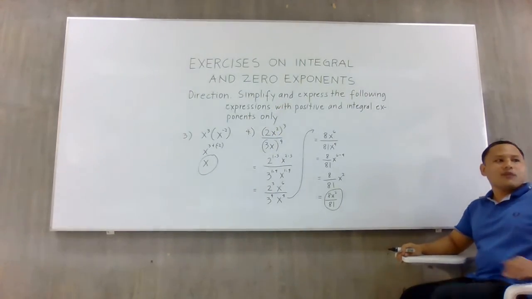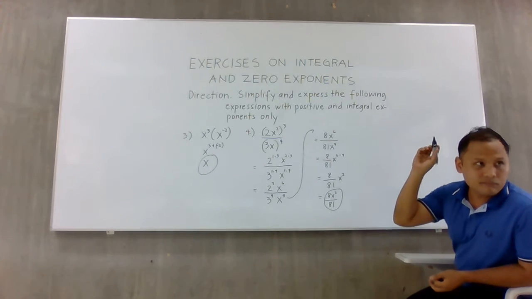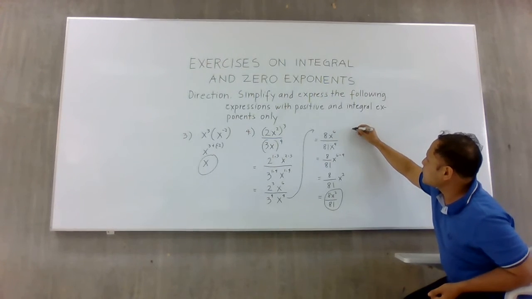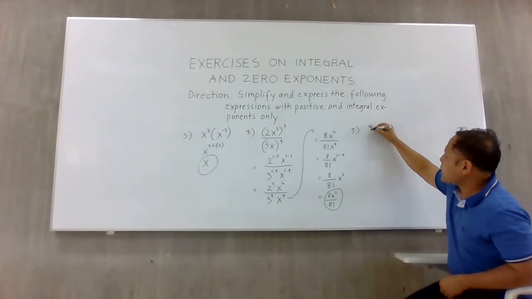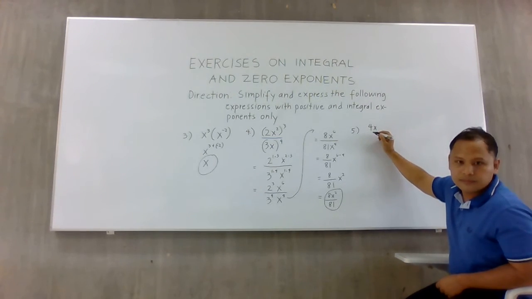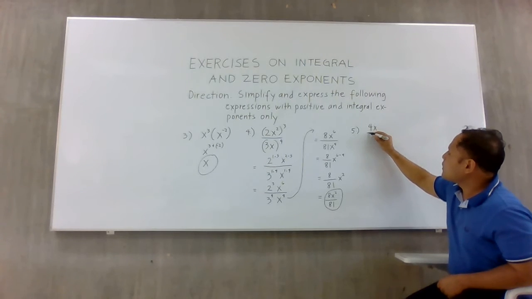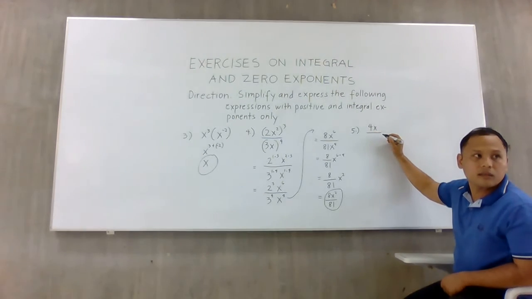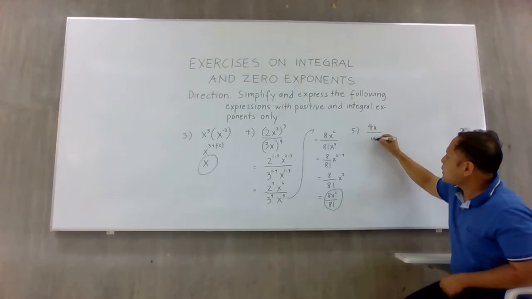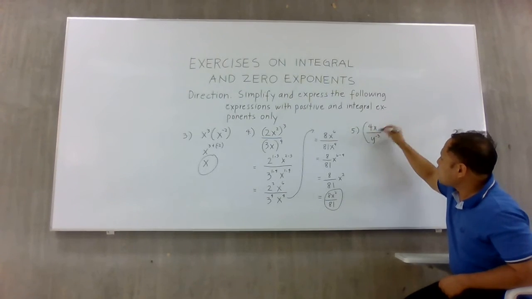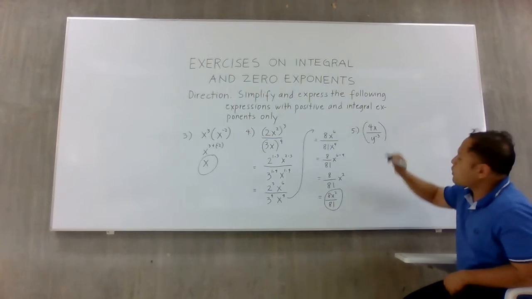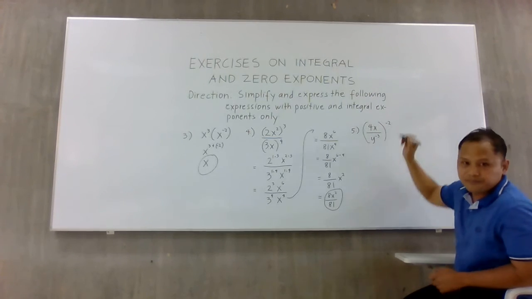Let's have number 4. Number 5. It's 5 already. Okay. 4x divided by y raised to the power of negative 3. Okay, this whole quantity being raised to the power of negative 2.